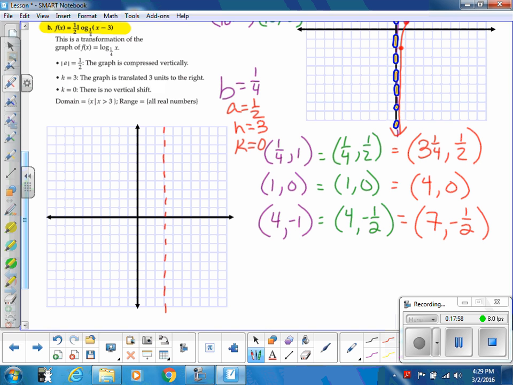So now I plot them. 4, 0. 3 1/4, 1/2. So I'm somewhere around here. And then 7, -1/2. Somewhere around here. And there's my log graph. Very, very simple.